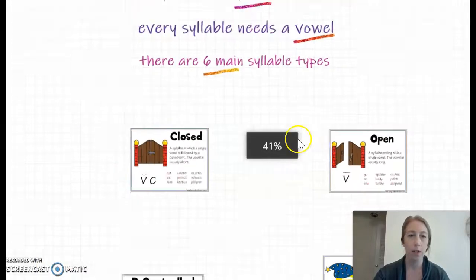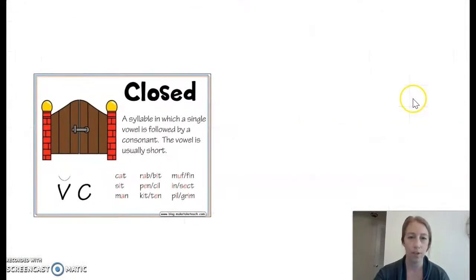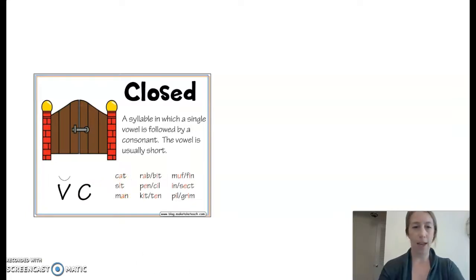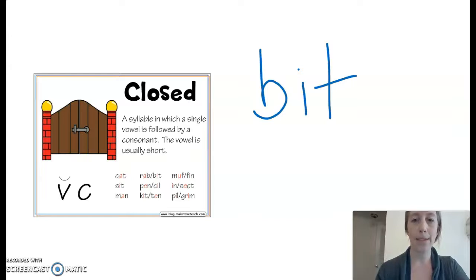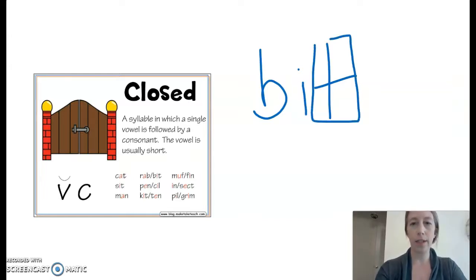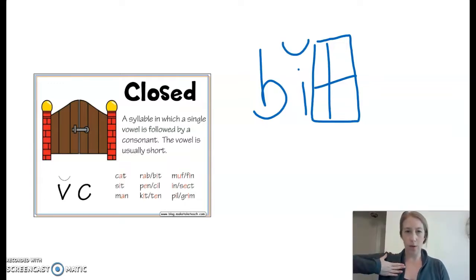The first one we're going to look at is a closed syllable. So in a closed syllable, the vowel will make a short sound. You can see the door is closed, and they've given you some examples. So in a closed syllable, the vowel will make a short sound. I think of a simple word like, that's supposed to be a B, bit. The T is closing in on the I and making it say I. So that's a closed syllable. The door is closed, okay?